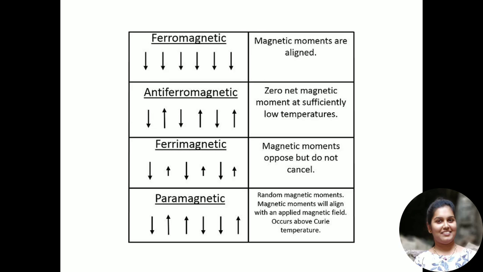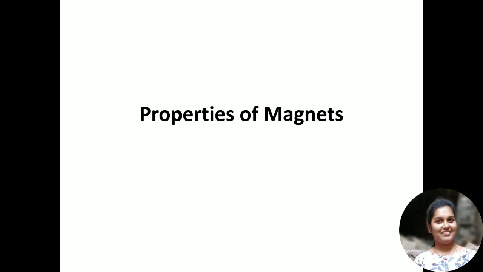Okay, and the next learning objective is the properties of magnets. Till now we have been discussing what a magnet is all about, the history of magnets, and the different types of magnetism. So listening to all this, we can summarize some of the properties of magnets. So let's see the common properties that any magnet possesses.